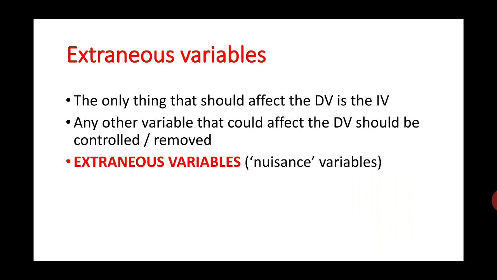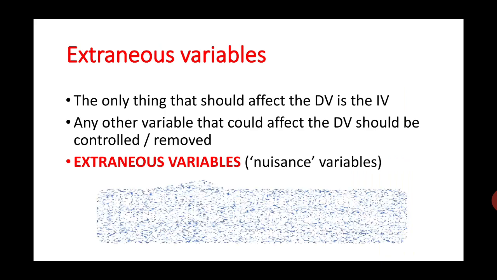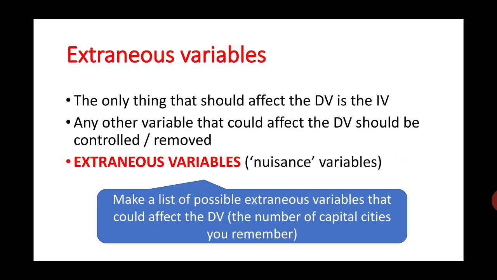So what I'd like you to do is to think about our experiment, and I want you to see if you can come up with a list of possible extraneous variables, other things that could affect the dependent variable, a person's memory, specifically the number of capital cities that they remember. So again, you might want to pause the video now while you jot down some examples. And when you're ready, just restart it.